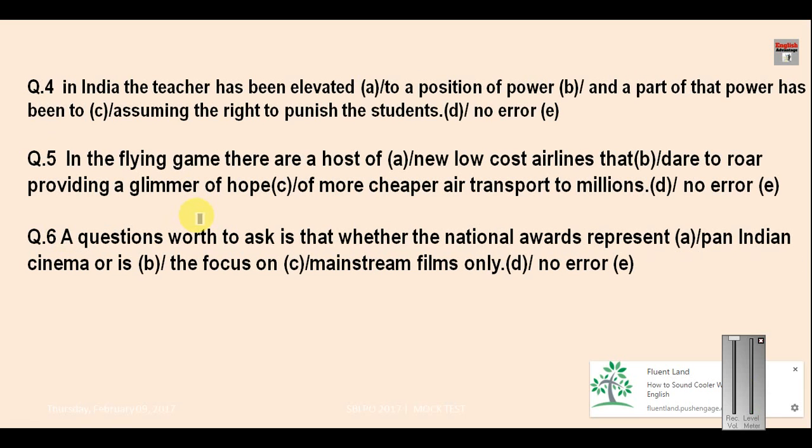In India, the teacher has been elevated to a position of power, and a part of that power has been to assuming the right to punish the student. We assume that the teachers have all the rights to beat the student. Okay, so in this sentence, after this 2, we must use V1 form of the verb. So this is wrong here, and your answer here will be D.